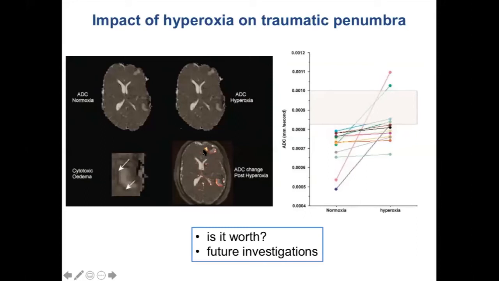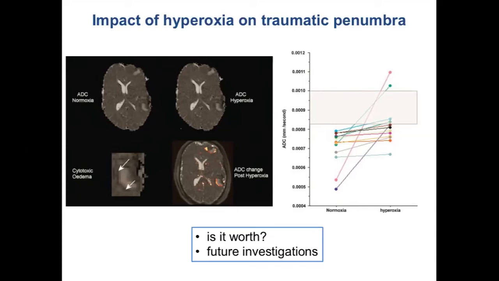I show you these little orange-red signals. These are the apparent diffusion coefficient, ADC, change after hyperoxia. You see this area of cytotoxic edema, and it seems that hyperoxia is able to increase ADC up to normal values, suggesting that for regions which are hypoxic, such as the pericontusional tissue, hyperoxia may be a potential therapy.